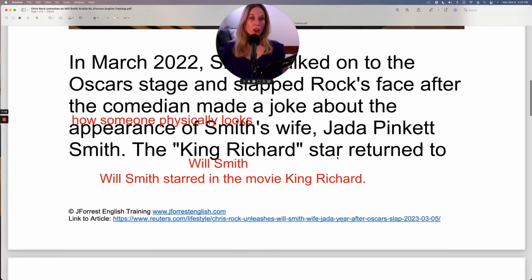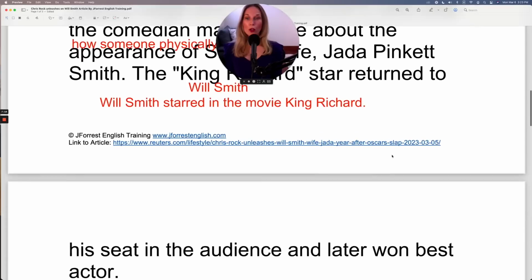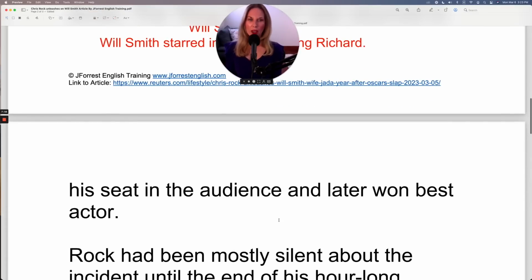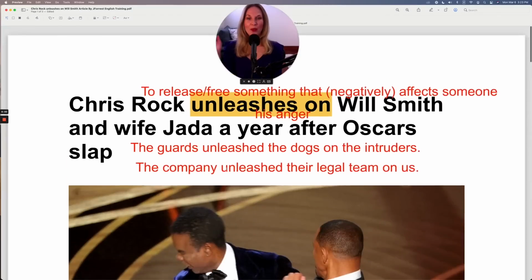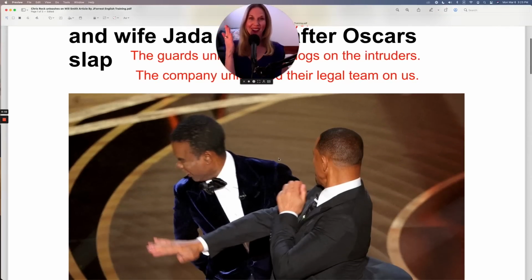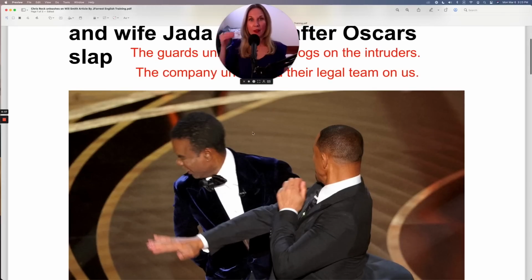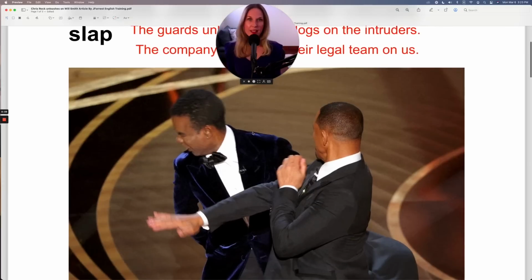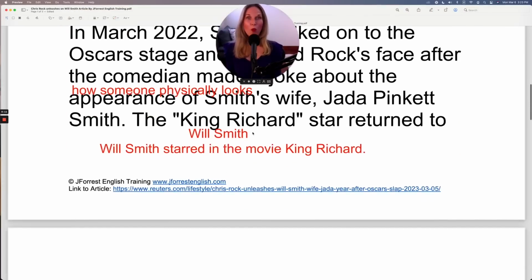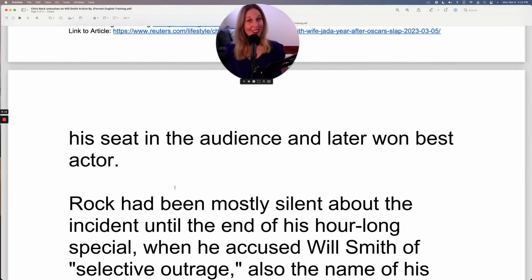The King Richard star, Will Smith, returned to his seat in the audience and later won Best Actor. So he slapped Chris Rock. He then returned to his seat, which means he left the stage and sat in his seat and later won Best Actor. Quite an eventful Oscars. Did you watch the Oscars that year? Did you see the slap? What did you think about it?